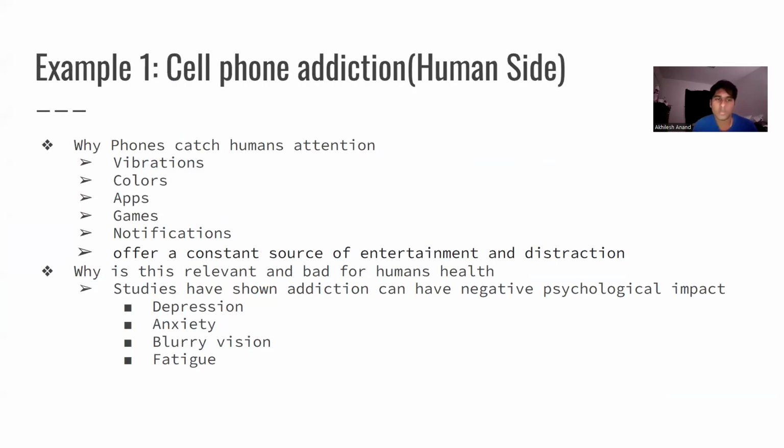Part two. Screen addiction on the human side. Why do phones catch a human's attention? It's caused by the vibration, colors, apps, games, notifications, etc., just different ways for people to find entertainment and be hooked onto their devices. It also offers a source of entertainment and distraction, which humans feel they need in their lives.